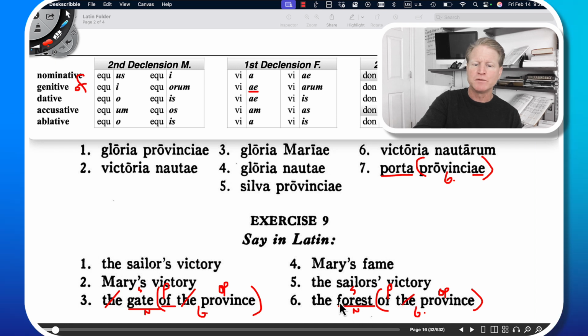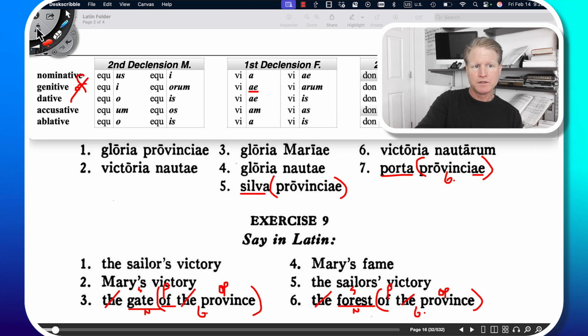We don't need to do anything with the article adjectives. So what we would end up with is the forest of the province, forest of province, and we don't even need to do anything with of, so we're just going to say forest and then put province in the genitive case. So what we end up with is silva provinciae. Silva provinciae. So number 6 is number 5 above. Silva provinciae.